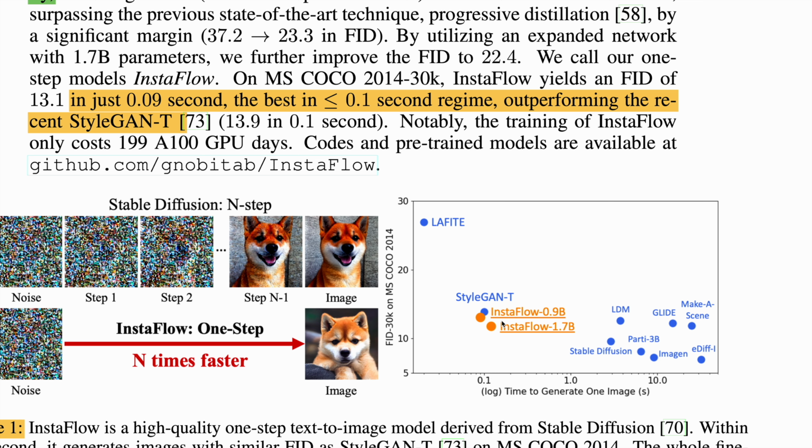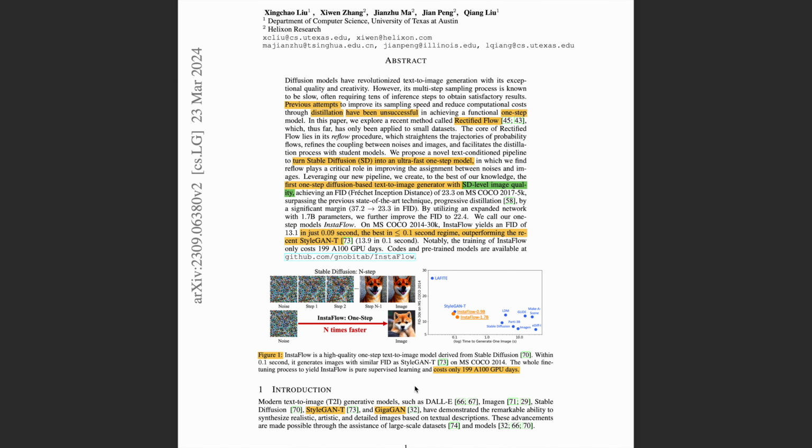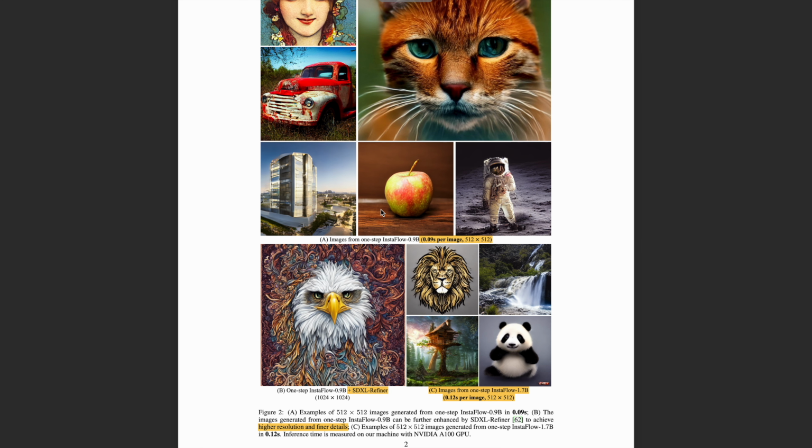You can see here InstaFlow, and they have two models, one that is 900 million parameters, and one that is 1.7 billion by scaling it. They say it's better than StyleGAN. They are much faster than Stable Diffusion, with a slightly higher FID. But we're going to look at some images in a bit. Let's dive into the images.